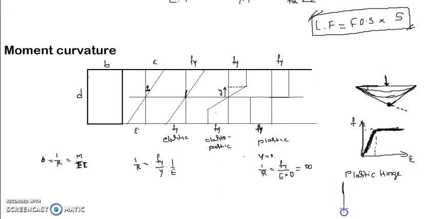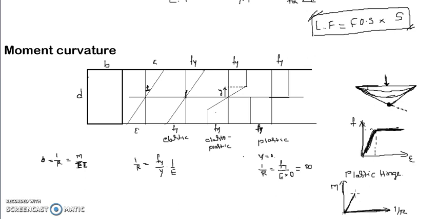We can draw the moment versus curvature, the M theta curve, or M phi curve. This is M and this is 1 over r, the curvature. So what happens here? Up to the elastic limit, it is going to be straight.